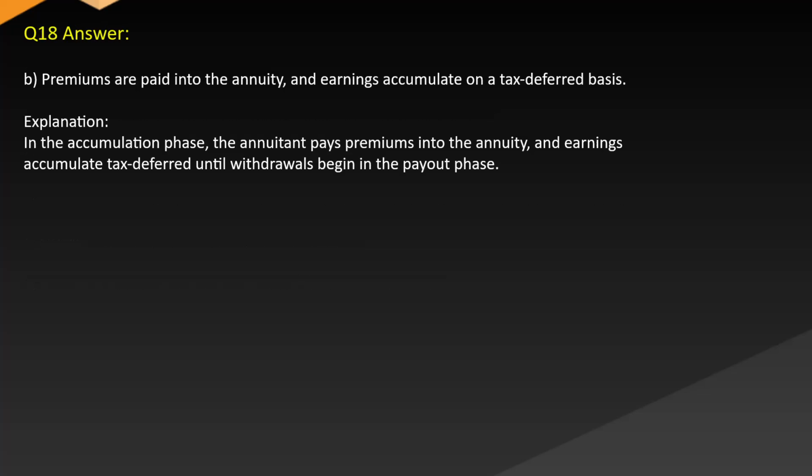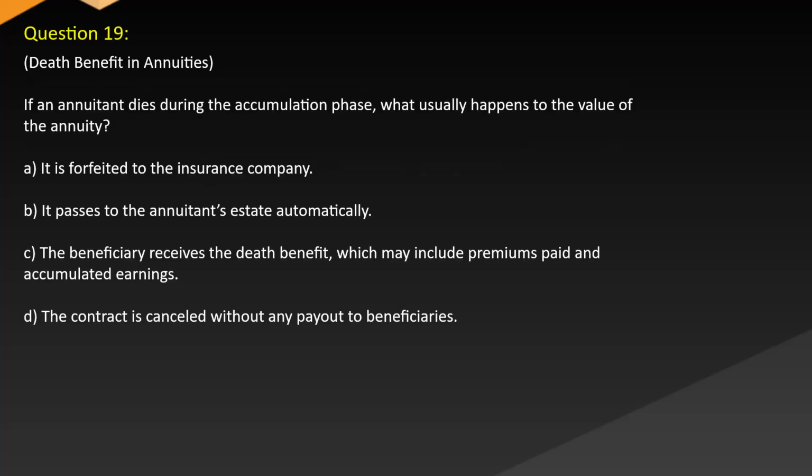Answer: B. Premiums are paid into the annuity and earnings accumulate on a tax-deferred basis. Explanation: in the accumulation phase, the annuitant pays premiums into the annuity and earnings accumulate tax-deferred until withdrawals begin in the payout phase.